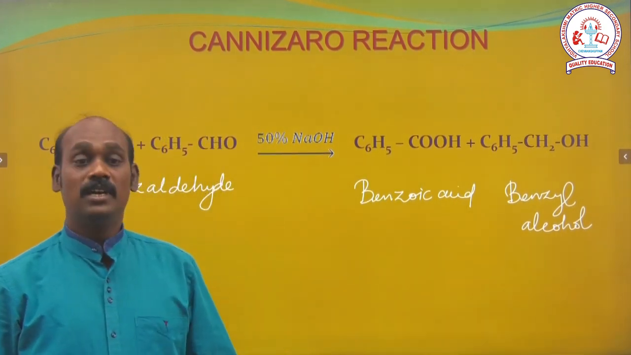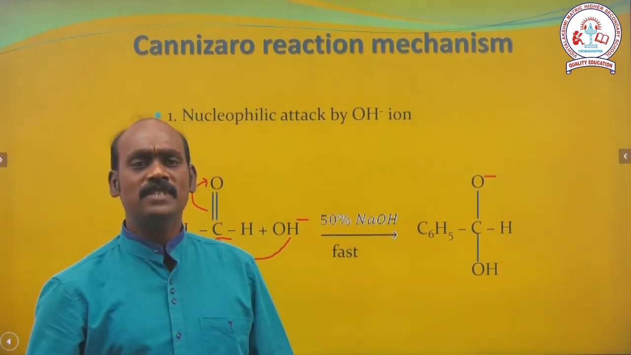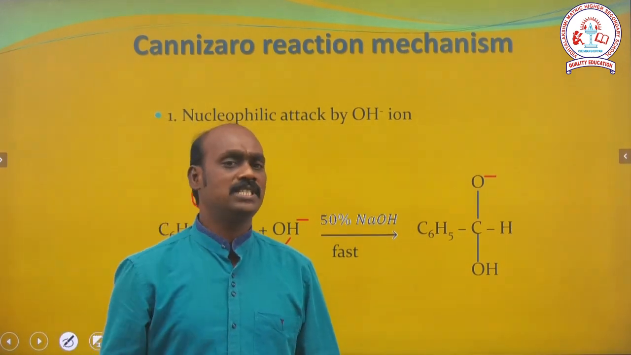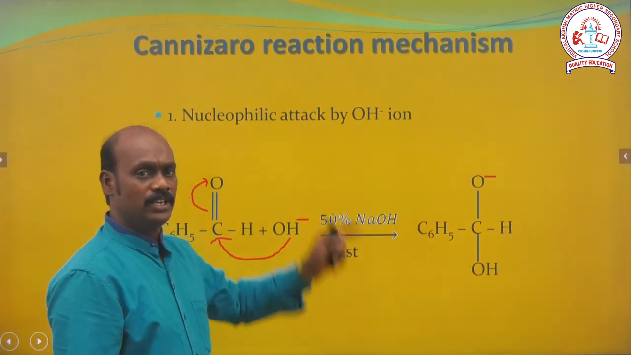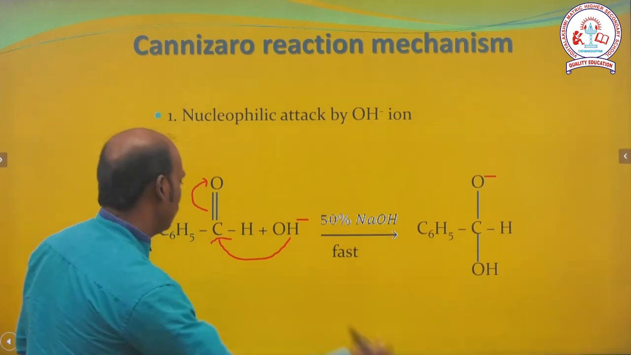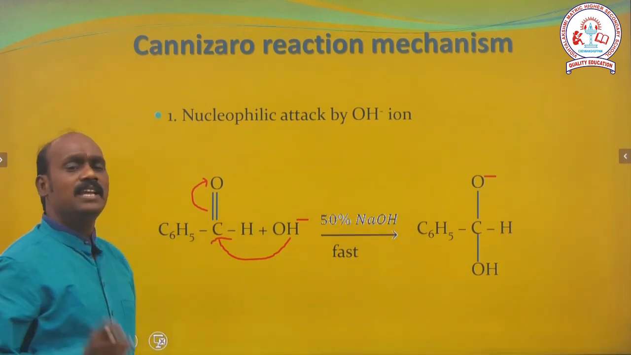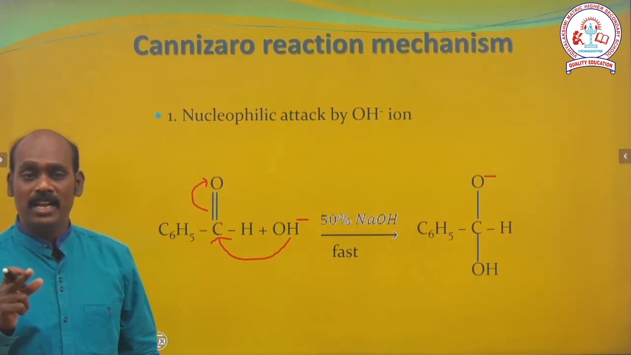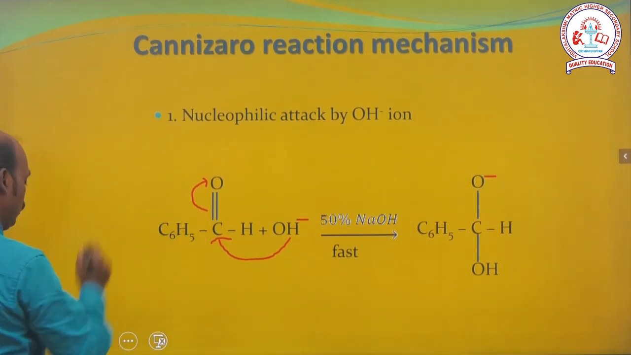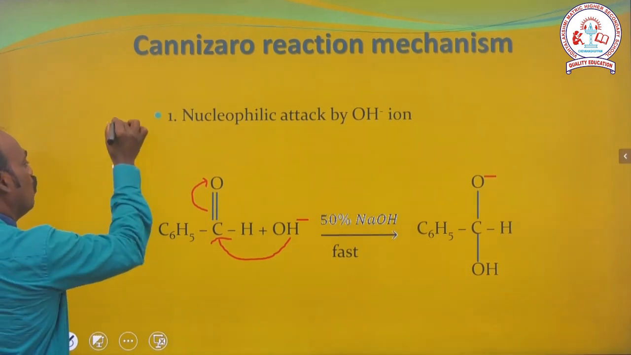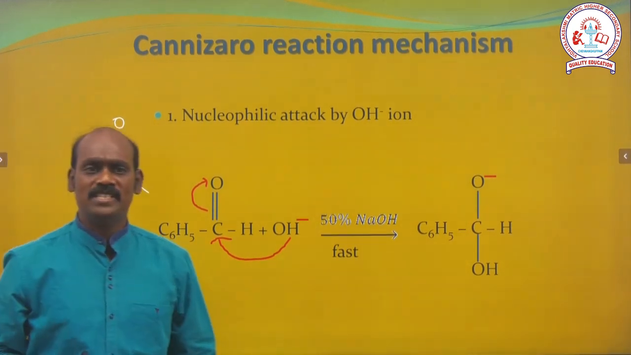Now let us see the mechanism for the simple Cannizzaro reaction. In the mechanism, we have three important steps. The first one is nucleophilic attack by the hydroxide ion, OH minus. Let us take benzaldehyde, C6H5CHO. Here the carbon is electron deficient because the carbonyl group is a polar group. We already know the carbonyl C double bond O is polar. Why? Because the highly electronegative oxygen atom is attached.